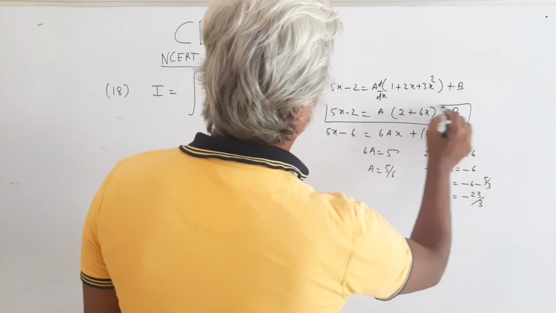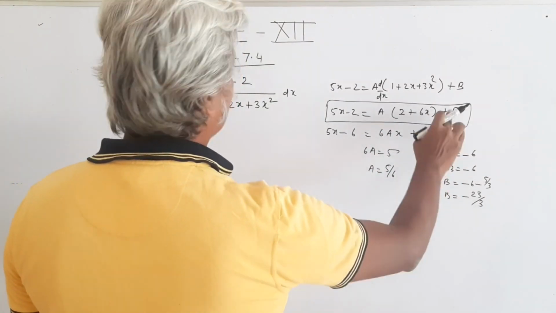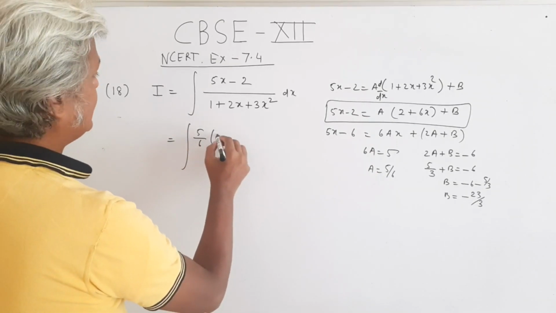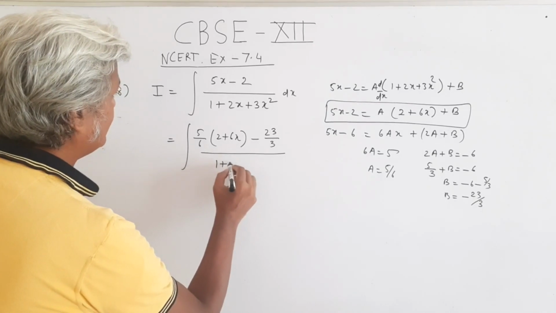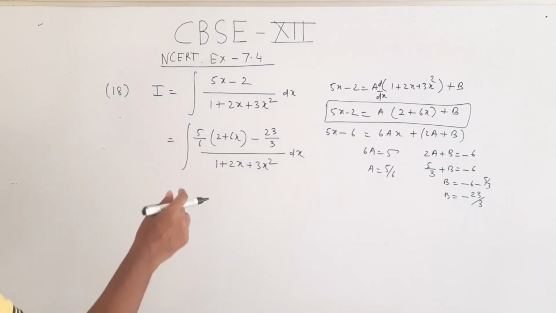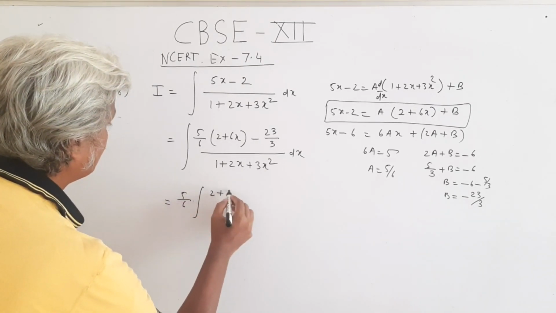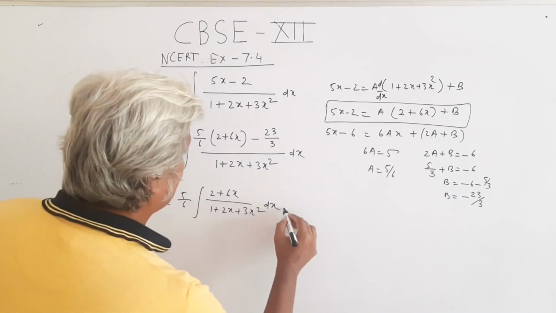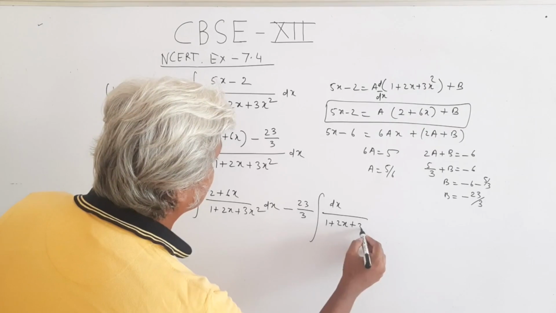And then we will substitute the numerator by this expression, which is 5x minus 2 is 5 by 6 times (2 plus 6x) minus 11 by 3. So this integration now will be broken down into two terms, where the first term will be 5 by 6 times 2 plus 6x, minus 11 over 3, and there you have the denominator 1 plus 2x plus 3x square dx. Now I divide this into two integrations. I just write in the proper order also. This is 2 plus 6x over 1 plus 2x plus 3x square dx minus 11 over 3 integration of dx over 1 plus 2x plus 3x square.